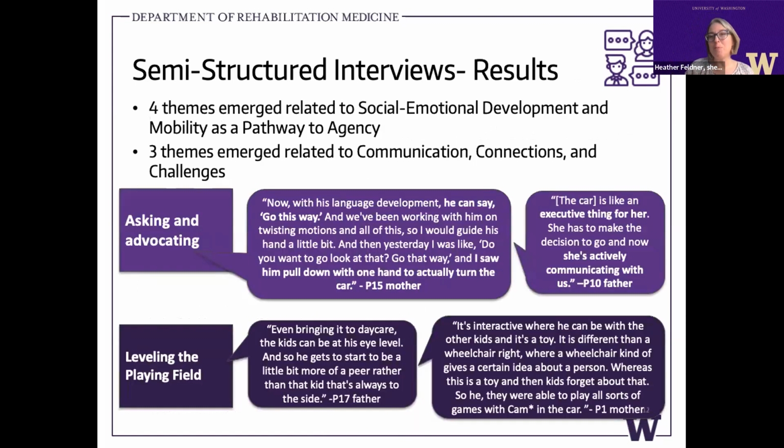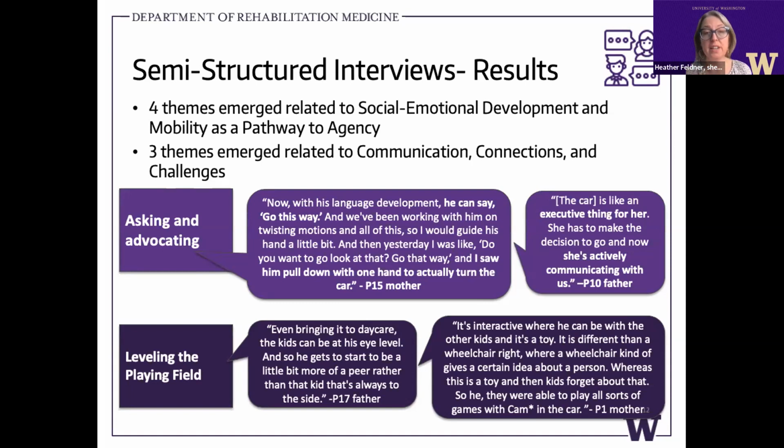So just some examples from our semi-structured interviews. 4 themes emerged related to social emotional development and mobility as a pathway to agency. And 3 additional themes emerged related to communication, connections, and challenges. And so just an example from one of our main themes, asking and advocating. A mother said, now with this language development, he can say, go this way. And we've been working with him on twisting motions and all of this. So I would guide his hand a little bit. And then yesterday I was like, do you want to go look at that? Go that way. And I saw him make the connection, pull down with one hand and actually turn the car.